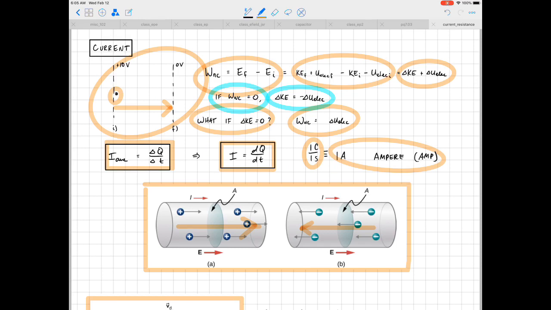Historically, current is defined as the direction that the electric field is pointing in the wire, which means the current is defined as the direction that the positive charges would move through the wire. All right, so we're actually adopting this picture over here on the left.